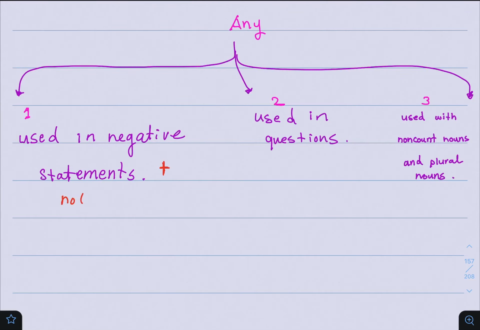Okay, negative, not. Also any تستخدم specifically مع questions مع الأسئلة. Okay, ما استخدم some, استخدم any. some فقط استخدمها إذا أبغى أعرض على الشخص. Also, any is used with non-count nouns and plural nouns.